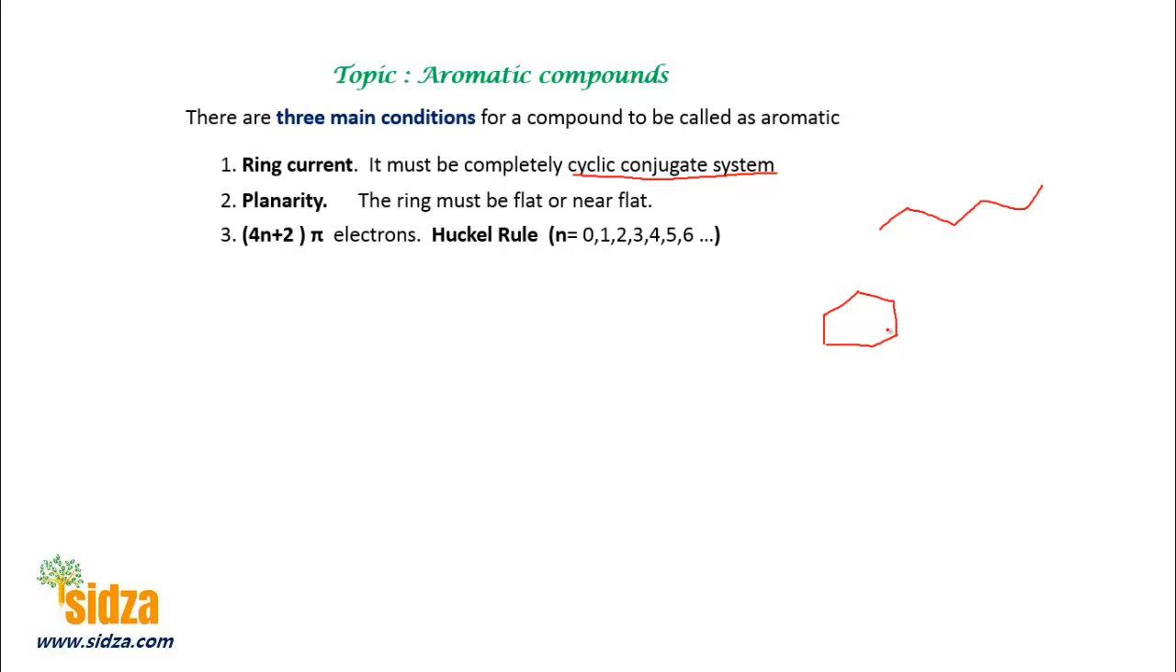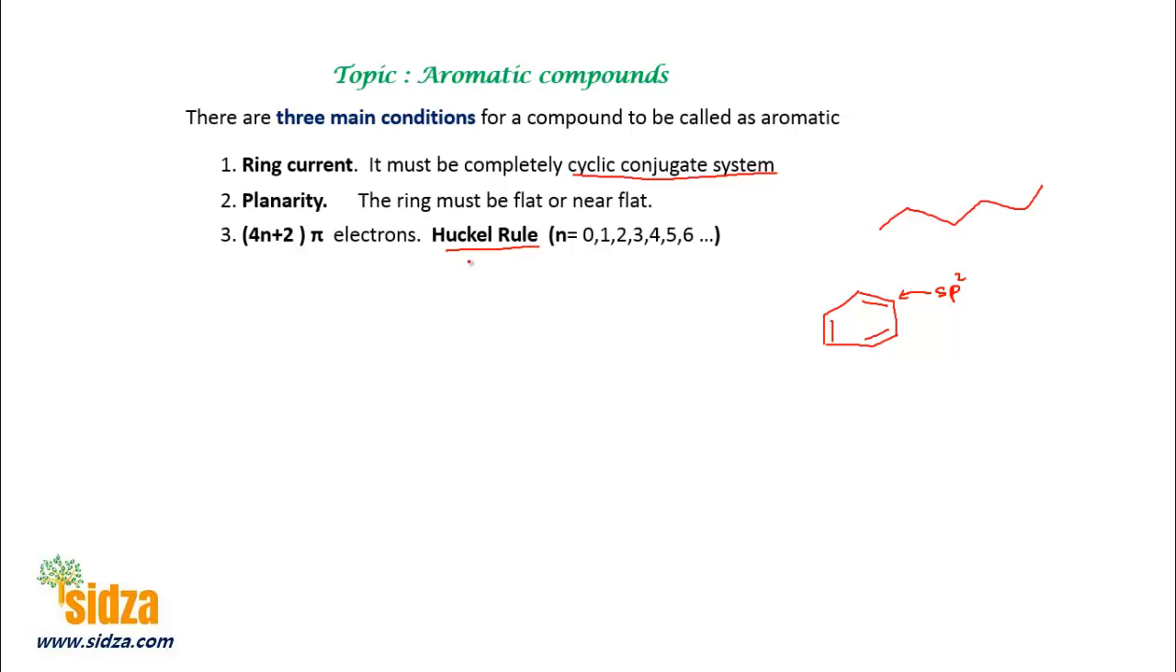Just like we have in benzene: double bond, single, double, single, double, single. So we have a complete conjugated system, correct? And the molecule should be flat. It should be planar. You see here in benzene, every carbon is sp2 hybridized, so hence we can say it's planar. Therefore, a molecule which is cyclic, conjugated, planar, should also obey the Huckel rule.